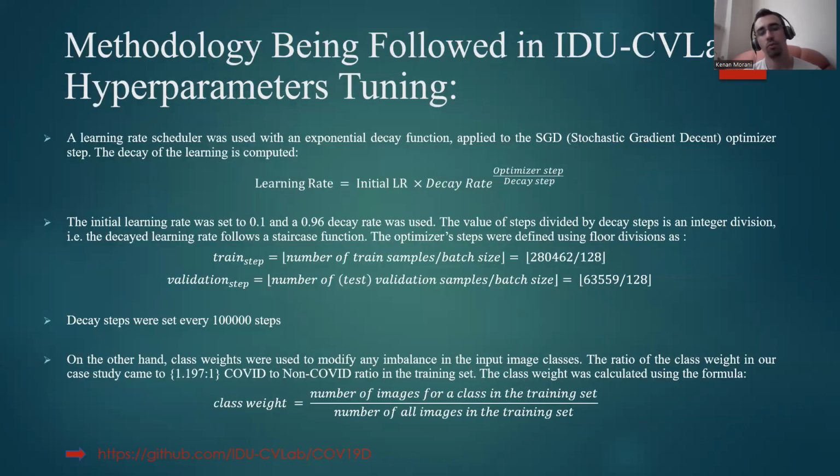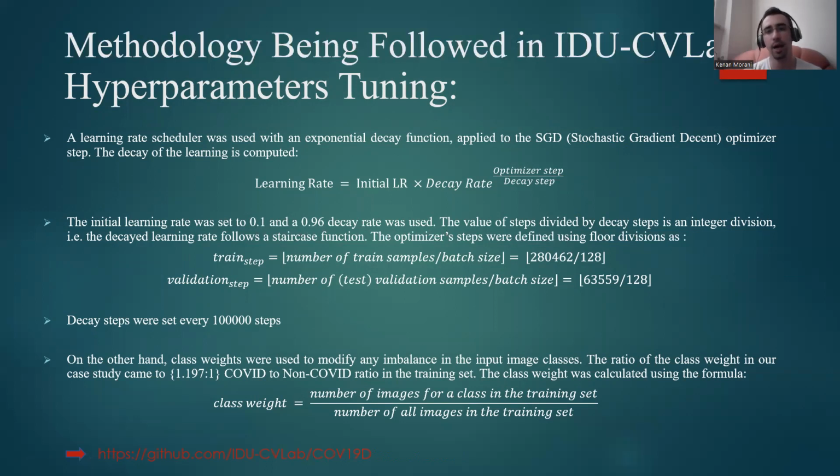All right, so with that, there is also hyperparameter tuning in the model. As you can see, the learning rate decays. There's an initial learning rate, and I use stochastic gradient descent, I should mention, as an optimizer. The decay of the learning rate is computed through the equation that you see there: decay rate to the power of optimizer step over decay step. The initial learning rate was set to 0.1, and a 0.96 decay rate was used. The value of steps divided by decay steps is an integer division, which means there is a decay in a staircase fashion.